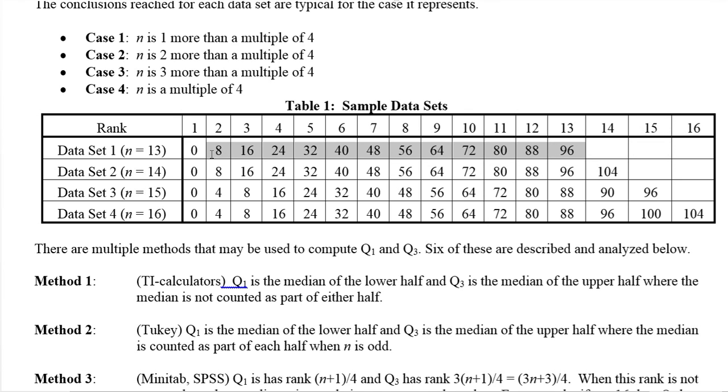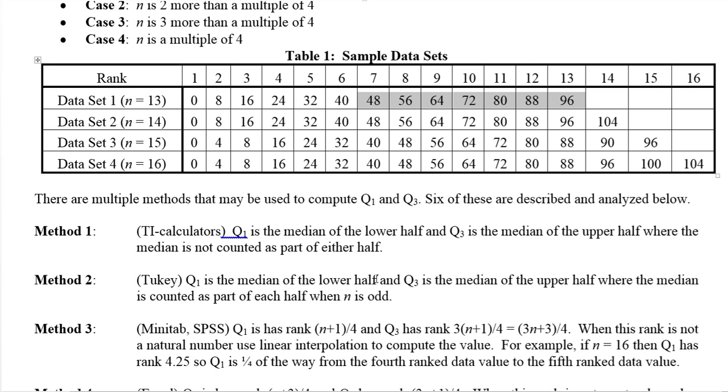But when it's an odd number of data points like this, remember this was the median right here. When we did the TI-84, the lower half didn't include the median, and we found Q1 by finding the median of that lower half. Whereas in Tukey's method, we include the median in that lower half. When we find the median of the lower half, that's going to be Q1. And similarly, we include the median in the upper half in Tukey's method, and then we find the median of the upper half.